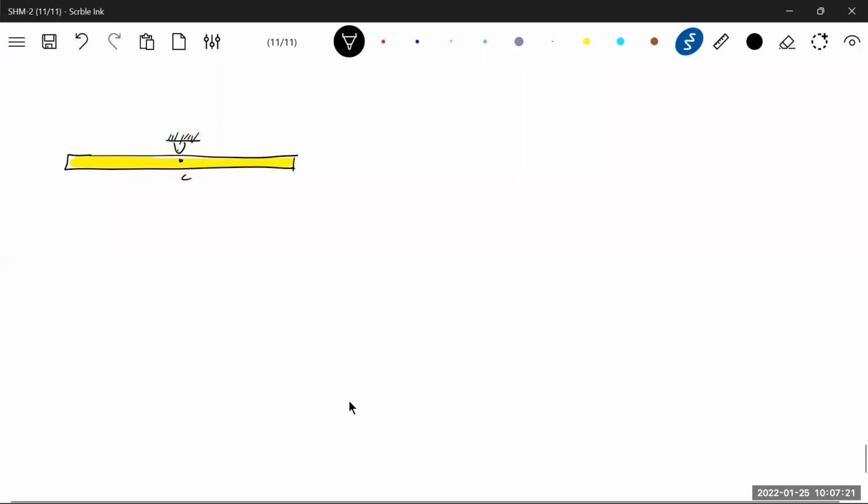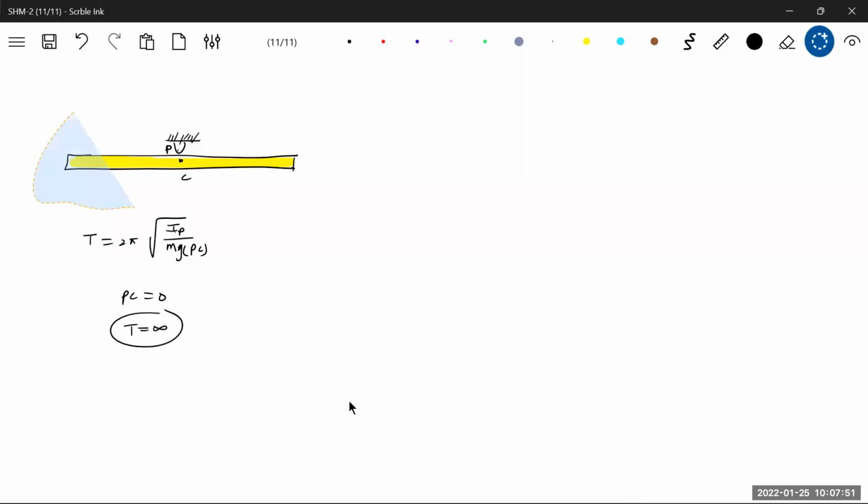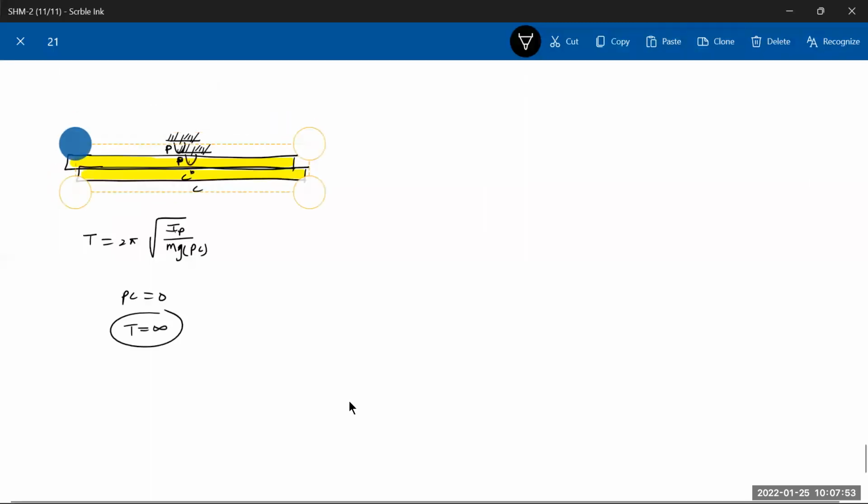Yeah, this will be. Now, what is the formula? Basic formula: T equal to 2 pi square root of moment of inertia over mg into PC. The point P and C both are at same point. So what is PC? PC will become 0 here. So time period will become infinity. What do you mean by that infinity? In whichever position you keep it, it will retain that particular position.